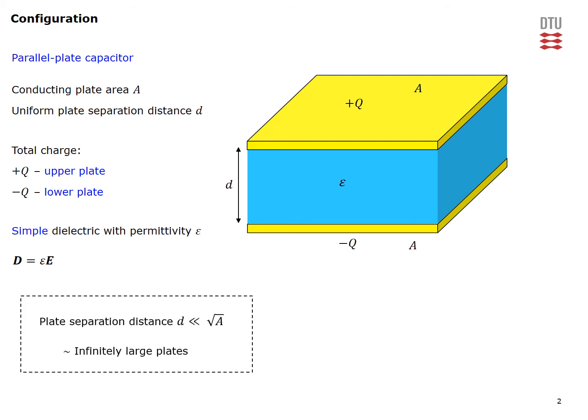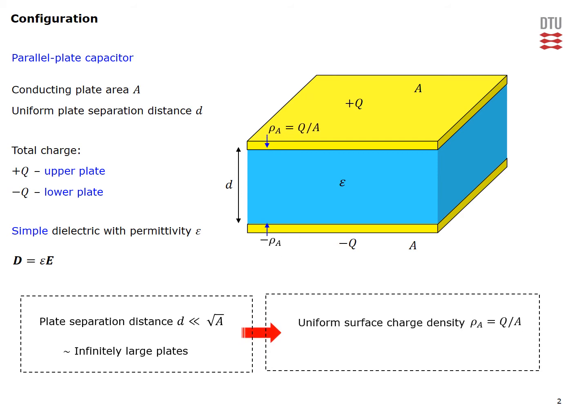We will assume that the plate separation distance d is much smaller than the side length of our parallel plate capacitor, and this is equivalent to assuming infinitely large plates. In this case, our total charge will be uniformly distributed so that the surface charge density on the top plate will be given by the expression here, and it will have the negative sign and the same magnitude on the lower plate.